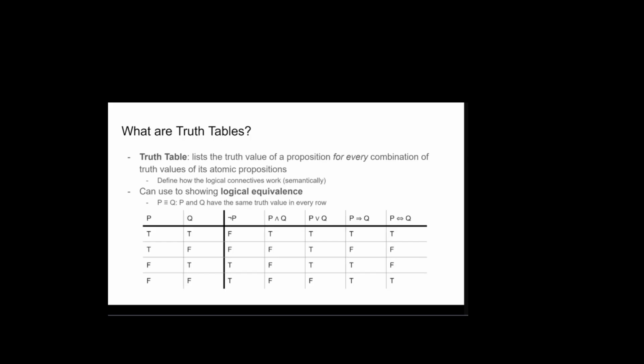So for every possible combination of P and Q, you just write out: if P is true and Q is true, then not P is false, P and Q is true, P or Q is true, P implies Q is true, etc., etc.